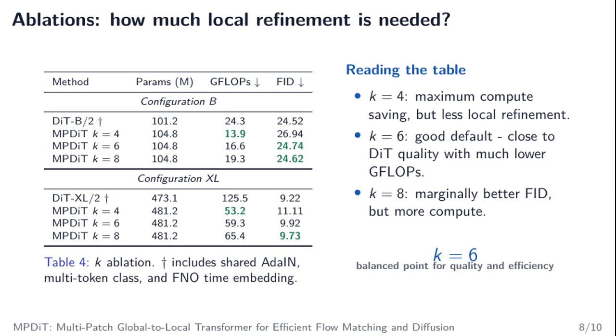Next, let us look at the ablation on K. Here, K means the number of local high-resolution transformer blocks. If K is too small, the model saves more computation, but does not have enough local refinement capacity. For example, K equal 4 is cheaper, but the FID gets worse. If K is too large, quality can improve slightly, but the compute savings become weaker. The paper finds that K equals 6 is a good efficiency quality sweet spot. For MPDiT-B, K equals 6 gives FID 24.74 at 16.6 flops. For MPDiT XL, K equals 6 gives FID 9.92 at 59.3 flops. This supports the main design choice. Use many cheap global blocks, then a small number of local blocks.